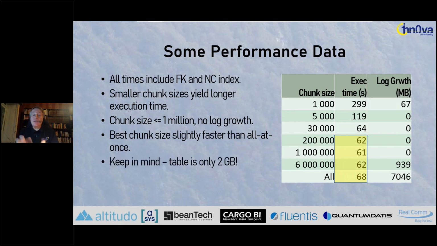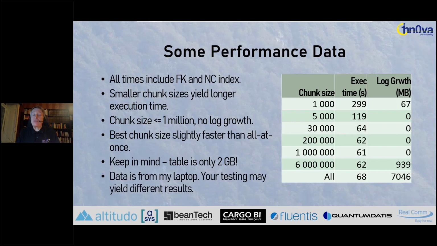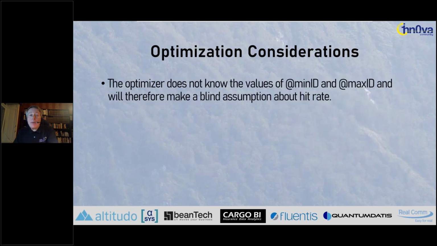Now, I'd like to remind you, this is only a 2 gigabyte table. In a real-world scenario, you wouldn't dream of doing chunking on such a small table. You would do it all at once. And also, this is data from my laptop. Your testing may yield different results on different hardware, etc. Now, there's one thing I haven't talked about yet, but we need to consider. The optimizer has no idea about the values of @minID and @maxID because they're local variables, so it will make a blind assumption about the hit rate.